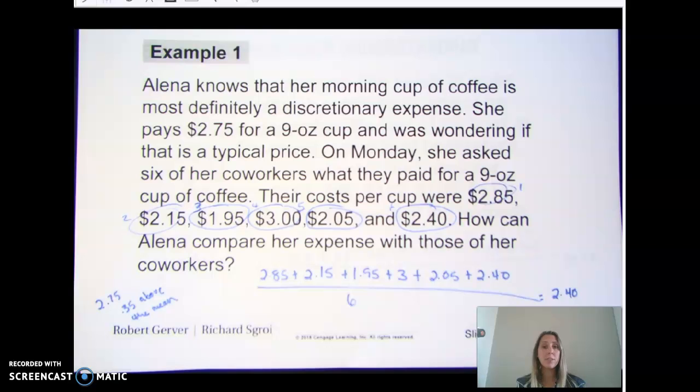And what I would like you to write down is $2.85, $2.15, $1.95, $3, $2.05, and $2.40. Let's go ahead and do that.